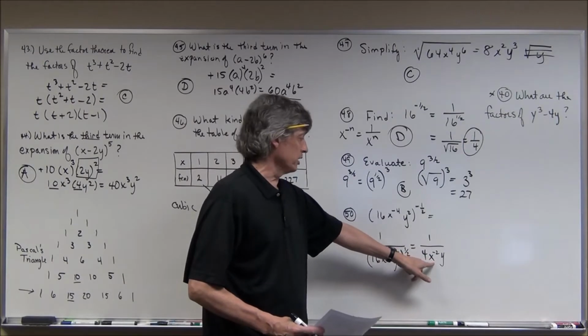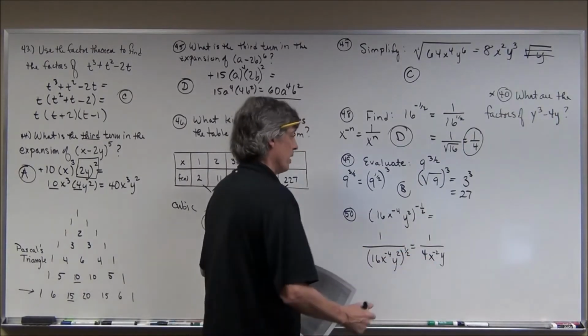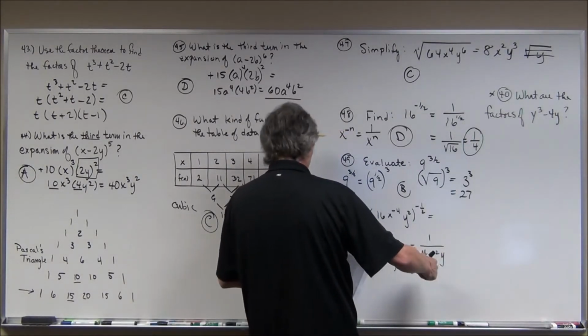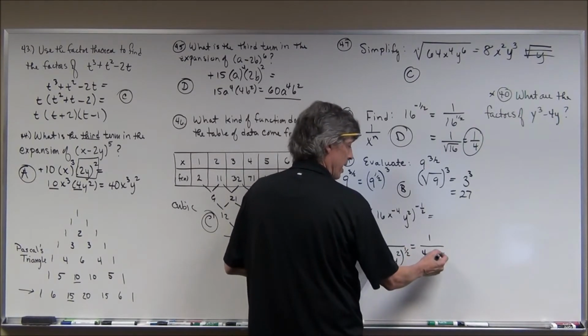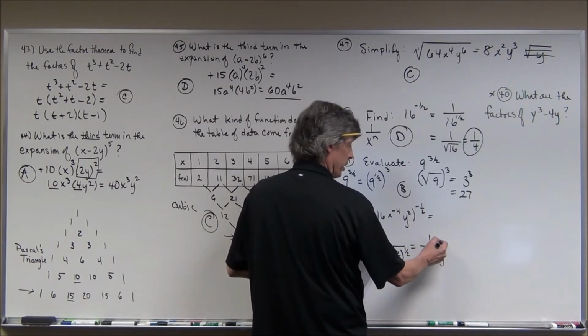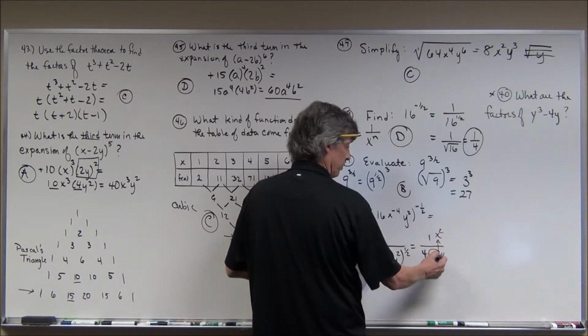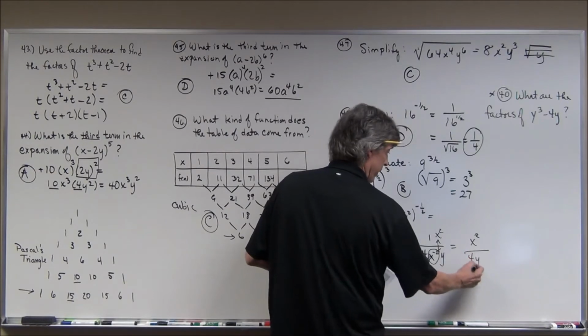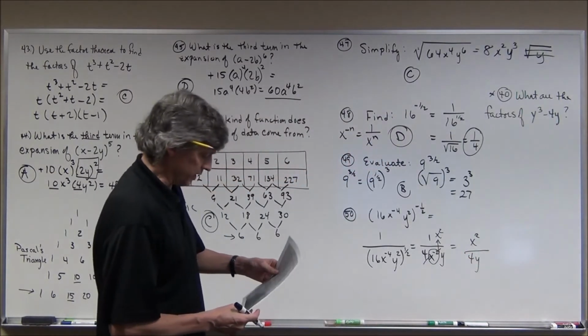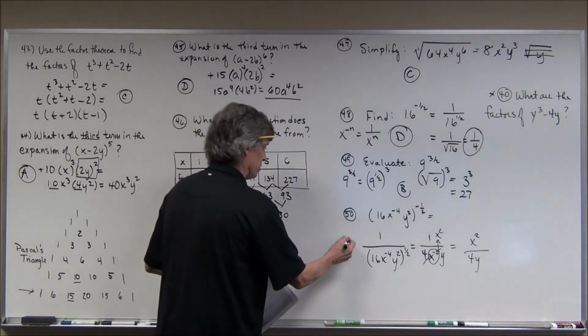They're not going to want an answer with a negative exponent, because that means it's a complex rational expression. X to the negative 2, he's a factor, I'm going to bring him up here as x to the positive 2. So that gives me x squared on top and a 4y on the bottom. And hopefully that matches one of the answers. It looks like it matches answer A.